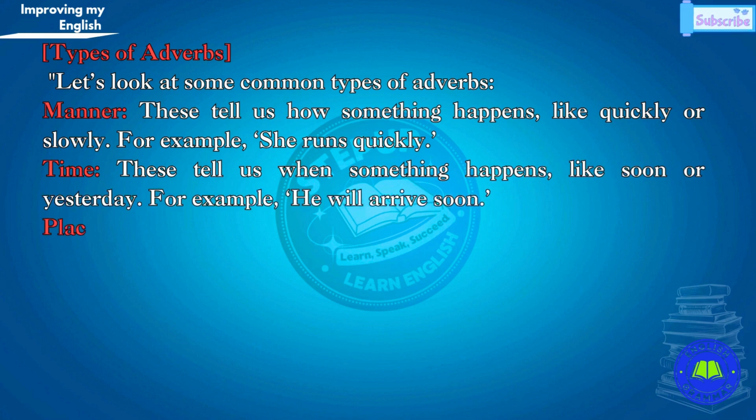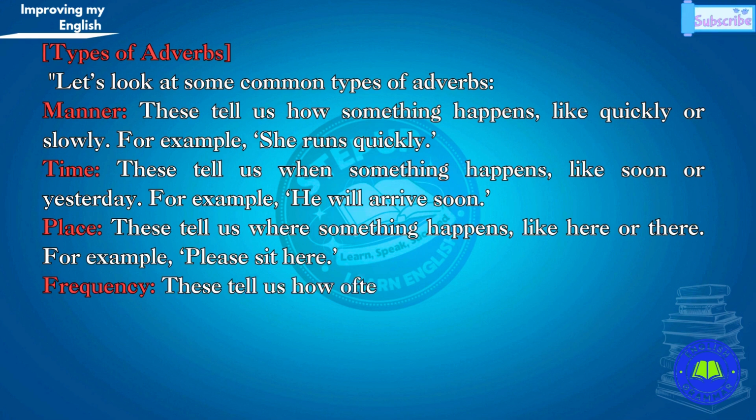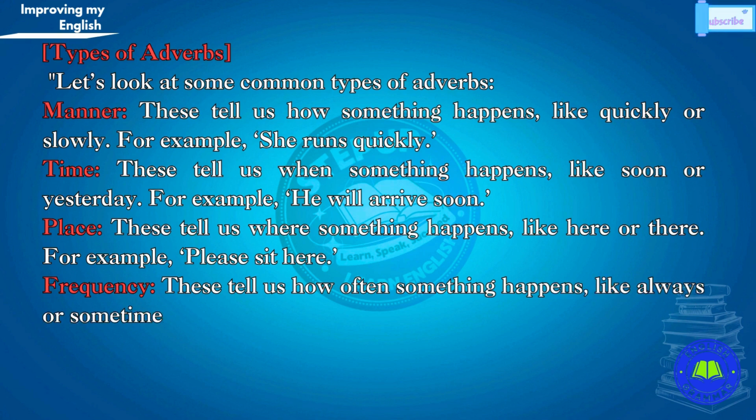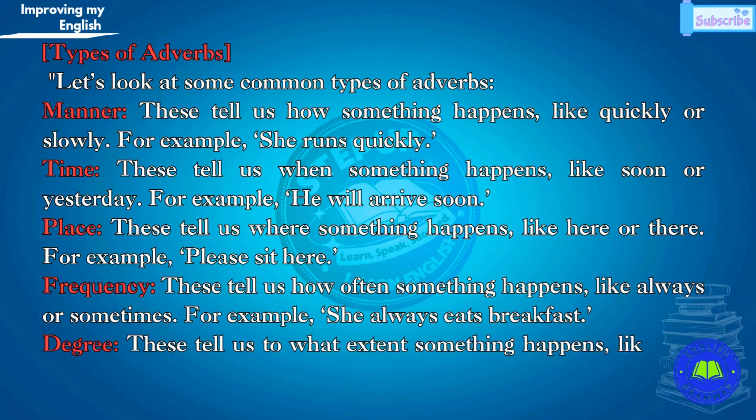Place. These tell us where something happens, like here or there. For example, please sit here. Frequency. These tell us how often something happens, like always or sometimes. For example, she always eats breakfast. Degree. These tell us to what extent something happens, like very or too. For example, it's too cold today.